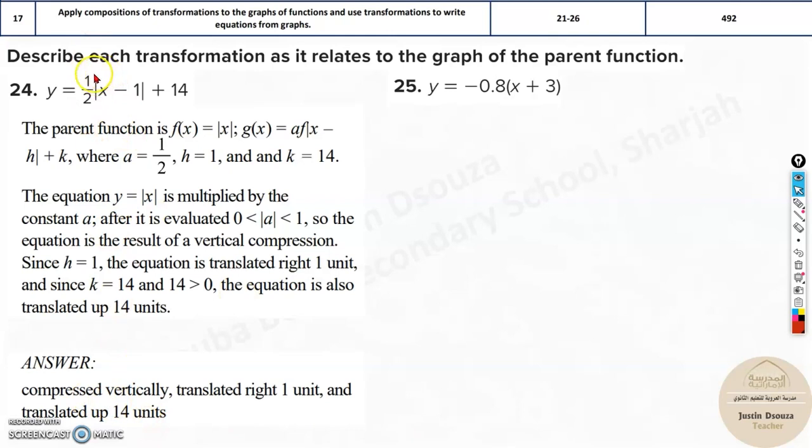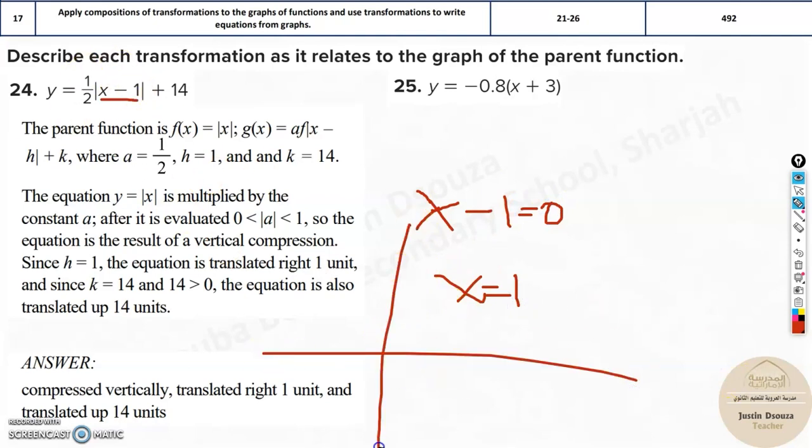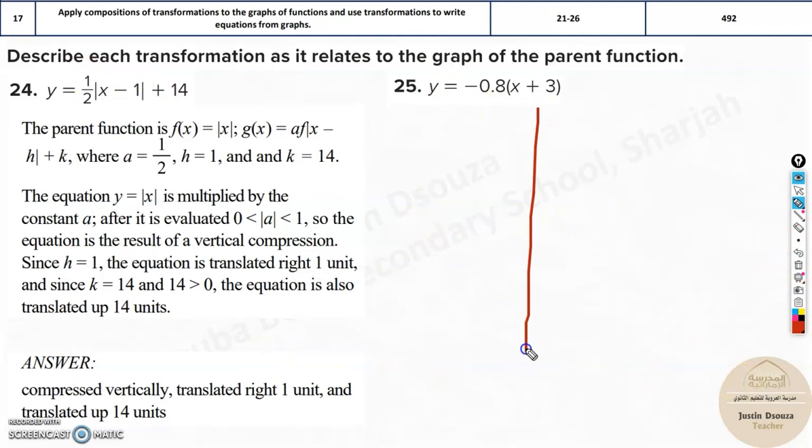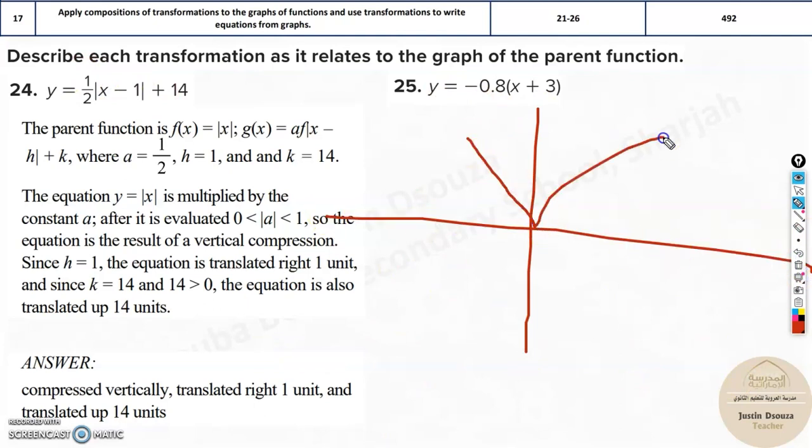And lastly, there is one more thing: whatever is there inside x. Now what is this? x minus 1. You need to equate this to 0, so the x value is equal to 1. That means this is the axis, right? Now imagine this is the absolute value function. If it is minus 1, it will move to the right. It will translate to the right side.